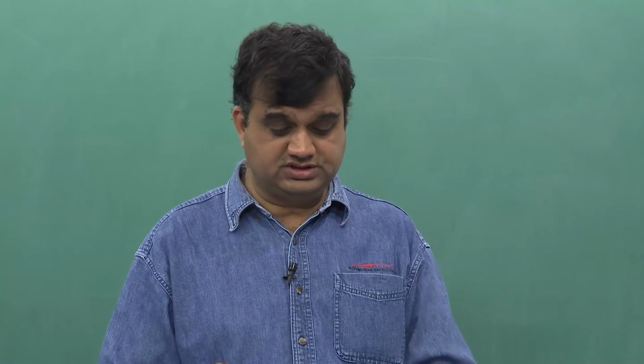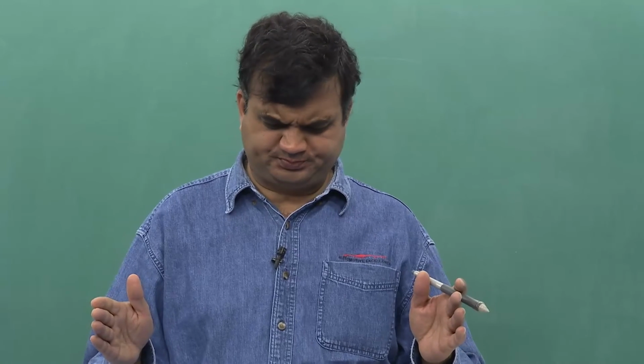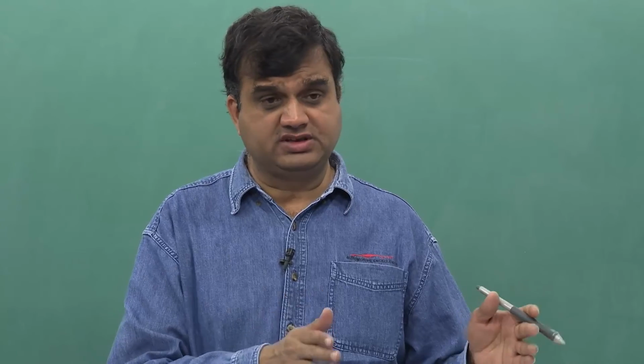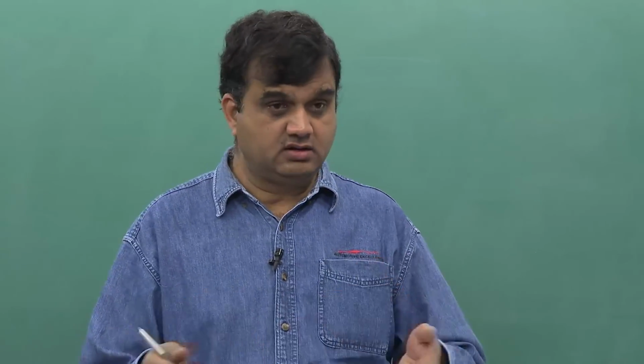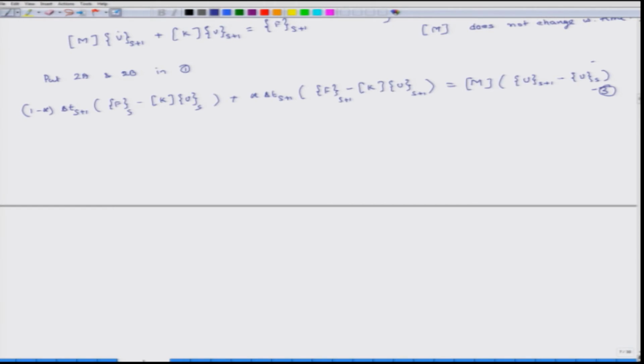So, what we will do is that we will collect all the variables at time step s on one side and all variables at time step s plus 1 on the other side, and then we will calculate the solution at time step s plus 1. So, I can express this entire equation in a compact form, and I call it K hat, and this K hat is evaluated at time step s plus 1.